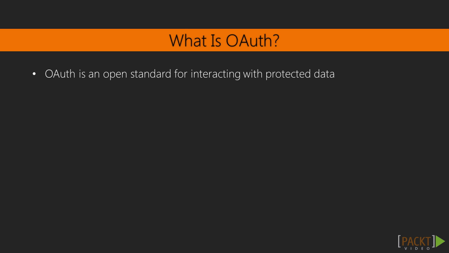What is OAuth? OAuth is an open standard for interacting with protected data. OAuth is what allows one application to access another application's data on behalf of a user without asking for the user's password. For example, when we upload a photo on Instagram, Instagram can also post that photo to our Facebook or Twitter account. Instagram uses OAuth to access our accounts on the other applications. OAuth is used for sharing data between services, just like Instagram can share photos on Facebook and Twitter.